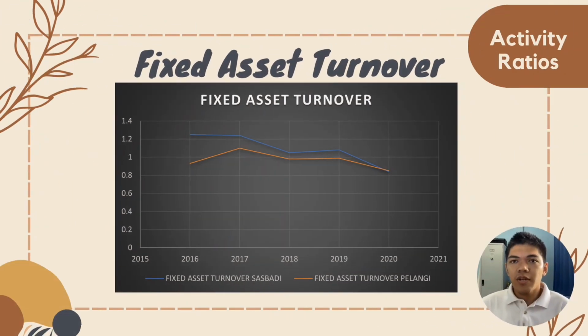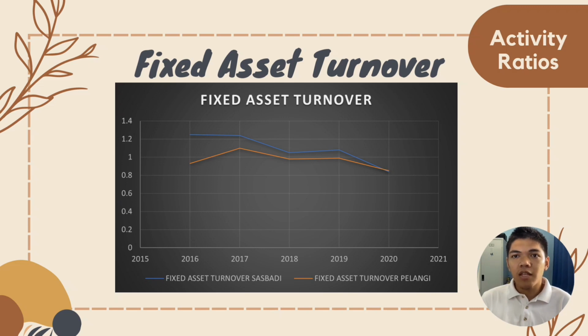The table shows the fixed asset turnover of SASBADI Holdings Berhad and Pelangi Publishing Group Berhad for the years 2016 to 2020. Fixed asset turnover is a measure of how efficiently a company is using its fixed asset to generate revenue. It is calculated by dividing the company's net sales by its fixed asset. A higher fixed asset turnover indicates that a company is more efficient at using its fixed asset to generate revenue.